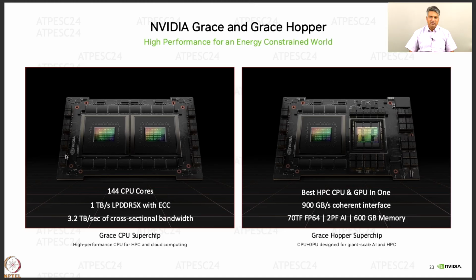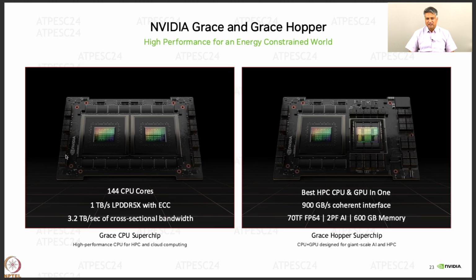So in a high performance world, you have the Nvidia Grace CPU architecture, which has 144 CPU cores, and it has a bandwidth of 1 terabyte per second with the DDR5 error correction code RAM. It has almost 3.2 terabytes per second of cross-sectional bandwidth. So it's essentially a superchip.